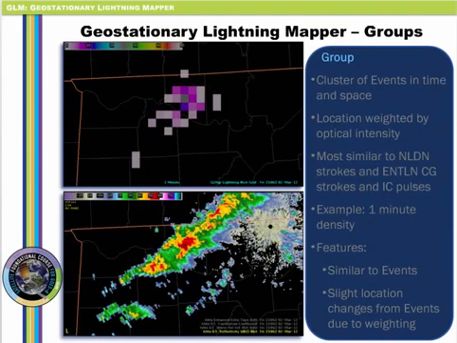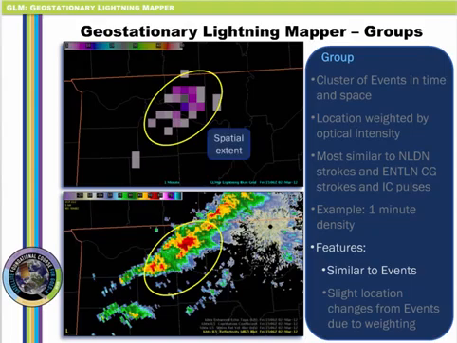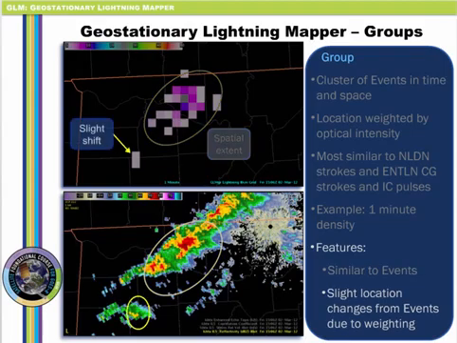A geostationary lightning mapper group is an intermediate observation that represents a cluster of events based on temporal and spatial criteria. The group location is a radiance-weighted mean of the events that comprise the group, which places the group closer to the brightest portion of the flash. GLM groups are most similar to the National Lightning Detection Network strokes and Earth Network's cloud-to-ground strokes and intracloud pulses. This AWIPS example of the 1-minute density of all groups reveals similar features to those shown by the events, with a slight shift in location due to the optical intensity-weighted group locations.